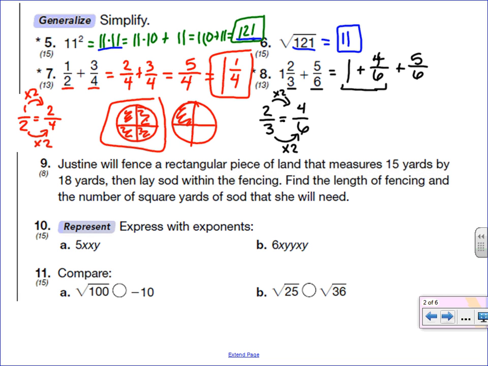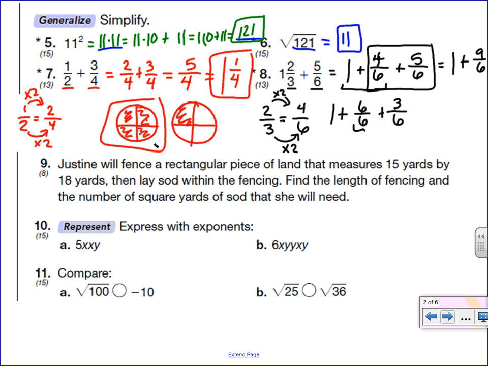So the first thing I'm going to deal with is the fraction parts right here. Since I have a common denominator, I can add those. So I still have my 1, and then 4/6 plus 5/6. 4 plus 5 is 9, and then the denominator stays the same. So I have 9/6. Out of the 9/6, I can take out 6/6, which is 1, kind of like we did over here with the 4/4. And then I'll have 3/6 left over.